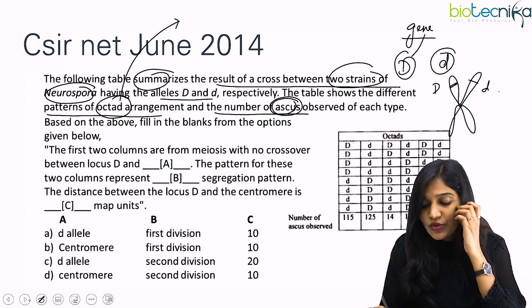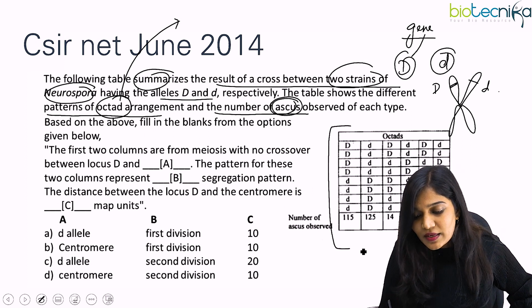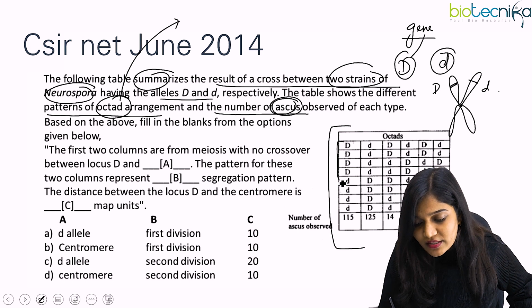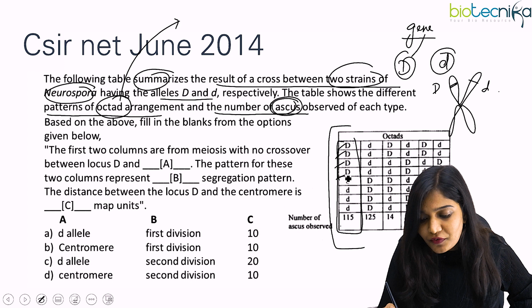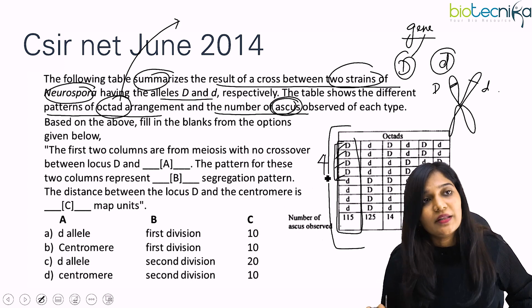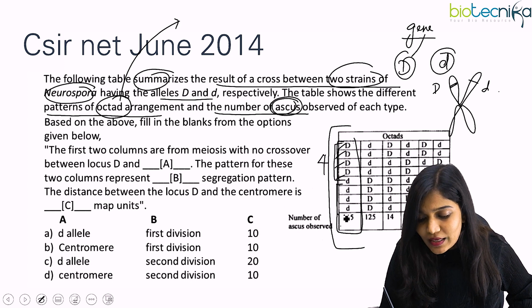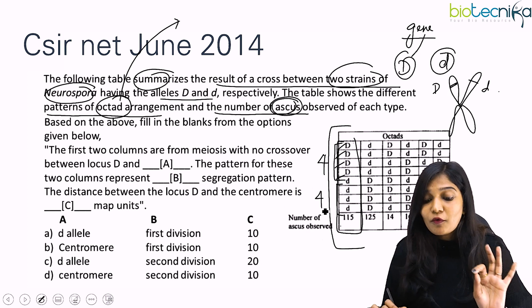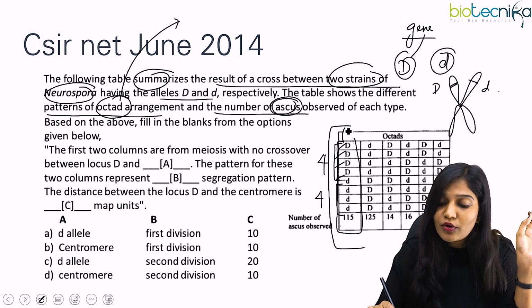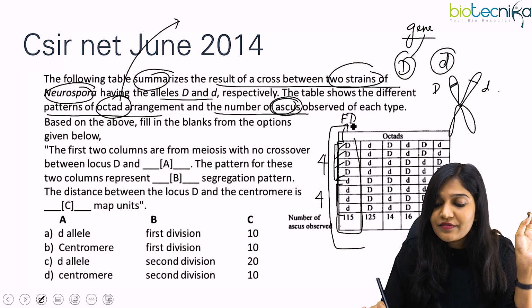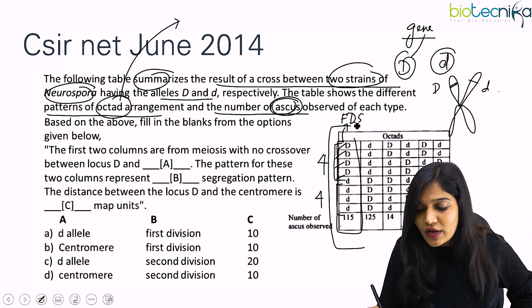So let's see. So here you're going to see this box, 4 capital D. Octet, this is one octet. So 8 cells, all are haploid. So the first 4 are capital D. The next 4 are small d. So you're seeing 4 and 4, which means there is no crossing over. If there is no crossing over, they are first division segregation. Let's see the second column.